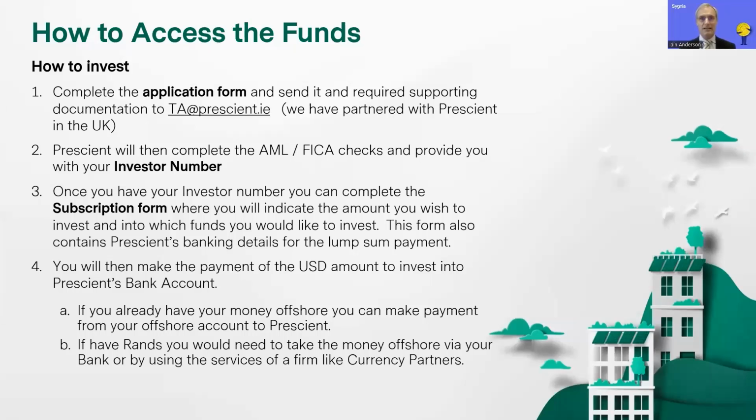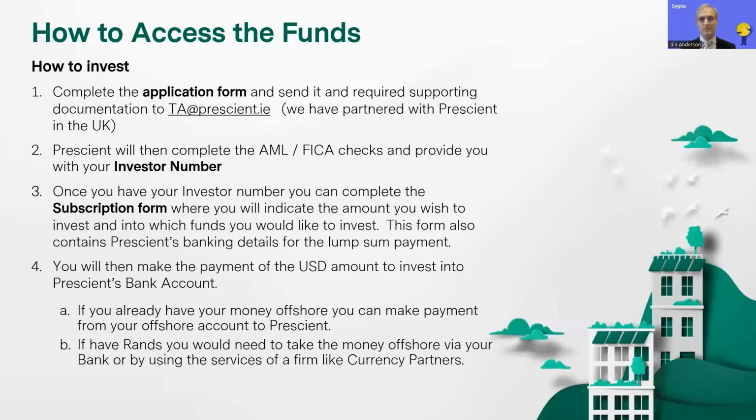So it's a dollar-based account, so you will need to transfer dollars into the Prescient account. And that is either for clients who have money already offshore, sitting in their offshore bank account, you just transfer it into the Prescient account. If that money is sitting in rands, again, unfortunately, the investor will need to go to their bank and take that money offshore themselves, going through the required channels with the Reserve Bank, and the bank can assist you with that. And you will need a bank account offshore, and you transfer the money into that bank account. And once it is in that bank account offshore, you can transfer that to the Prescient bank account.